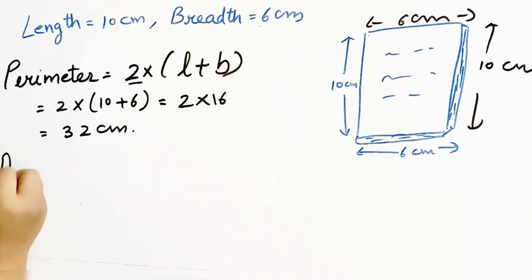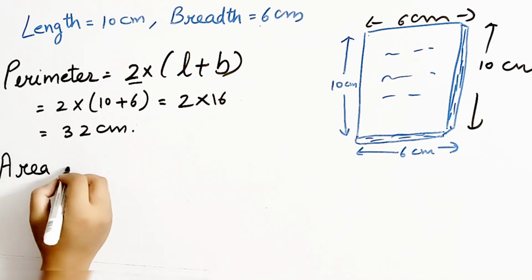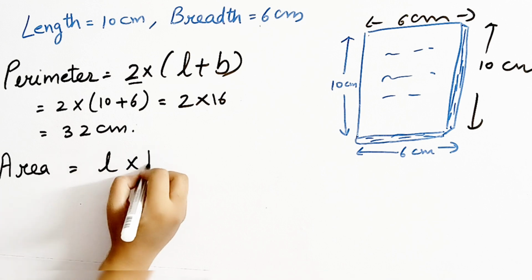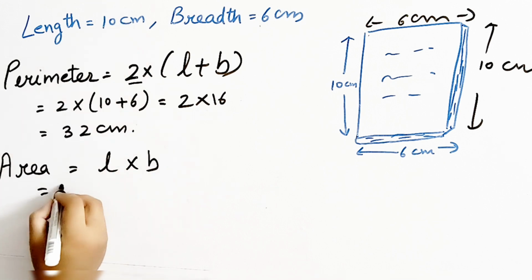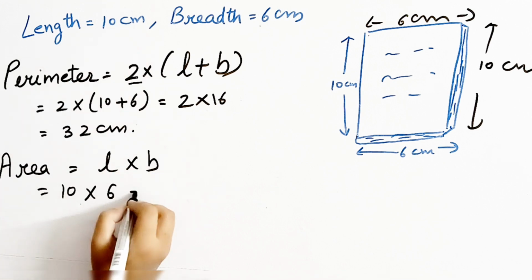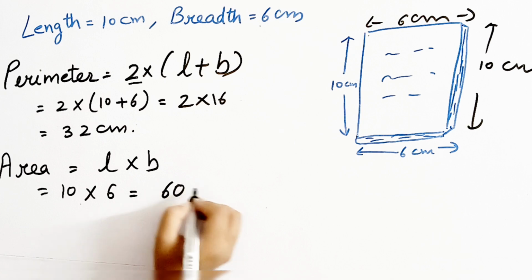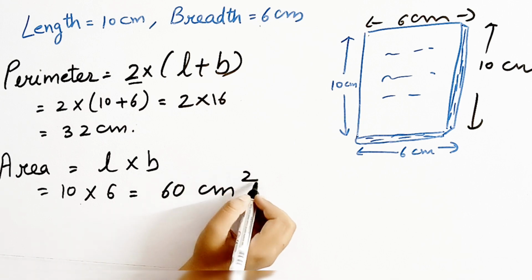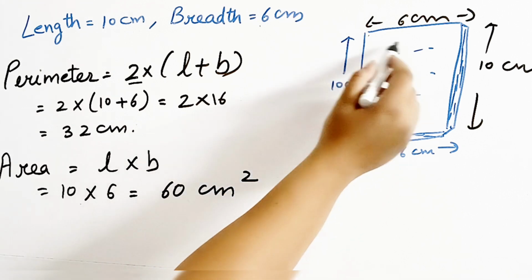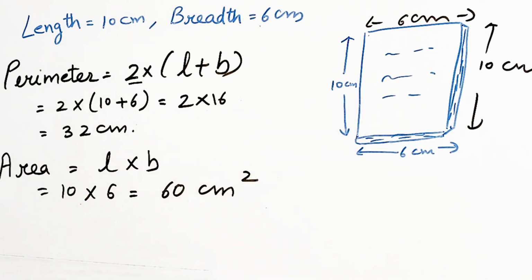Now area. Area is equal to length into breadth. Length is 10 centimeter, breadth is 6 centimeter. So it will become 60 centimeter square, because we are measuring the inside surface.